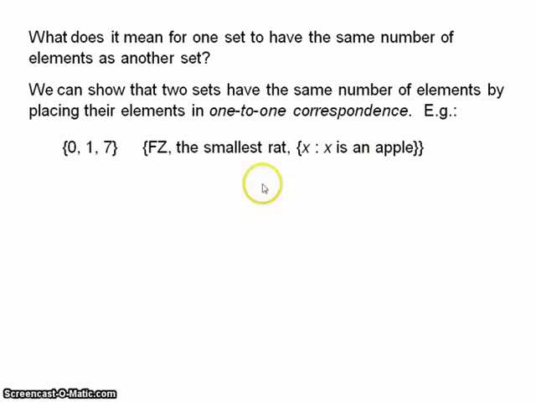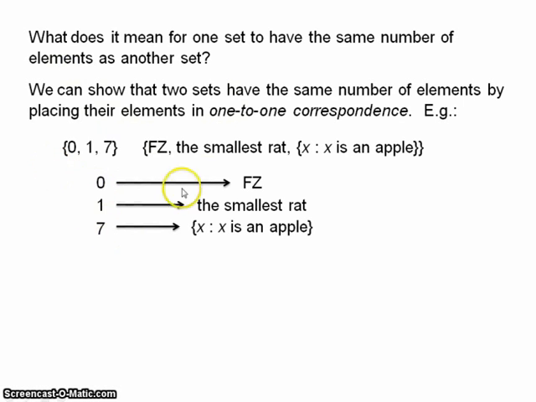Well, let's take the two sets we saw earlier. {0, 1, 7} is one set, and then the other set contains Frank Zappa, the smallest rat, and the set of all apples. Well, the point is that we can pair off each of these elements one-to-one, like this. So we can pair off 0 with Frank Zappa, we can pair off 1 with the smallest rat, we can pair 7 with the set of all apples. And as you can see, we have nothing left over in either set. We've paired them up one-to-one. So that's one-to-one correspondence, and that's a clear, precise demonstration that each of these sets has the same number of members.